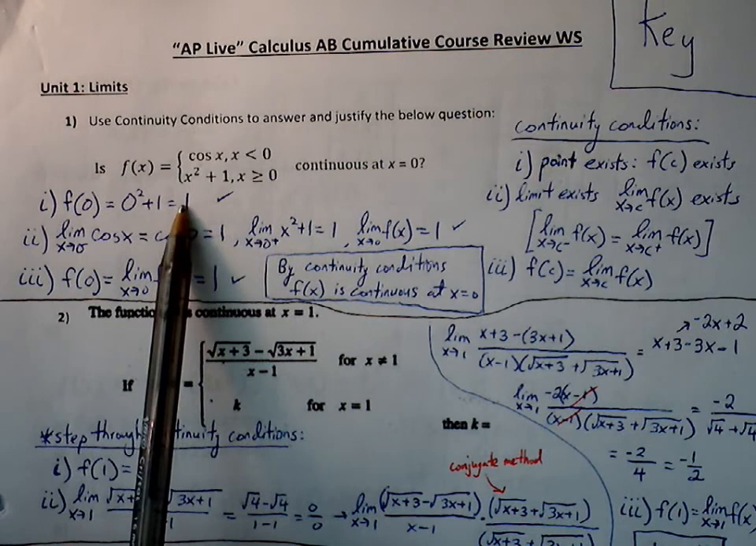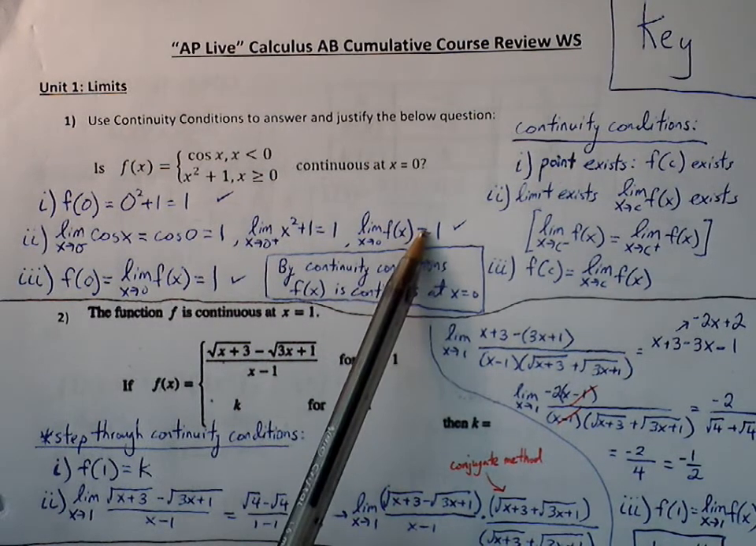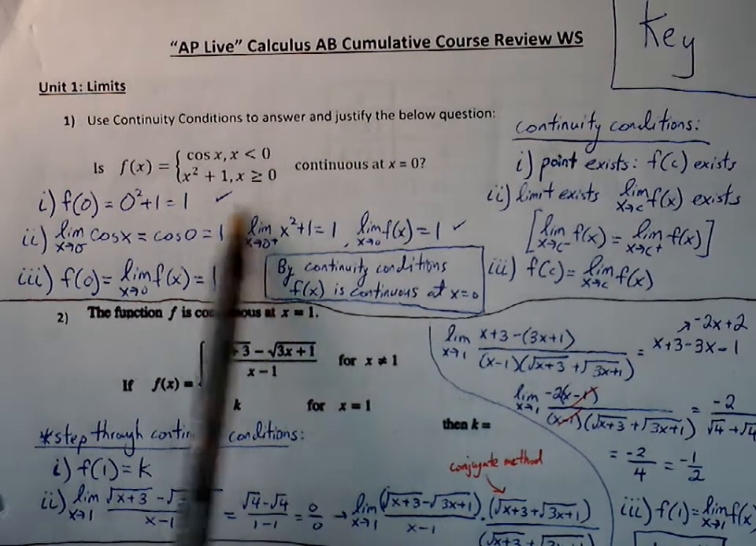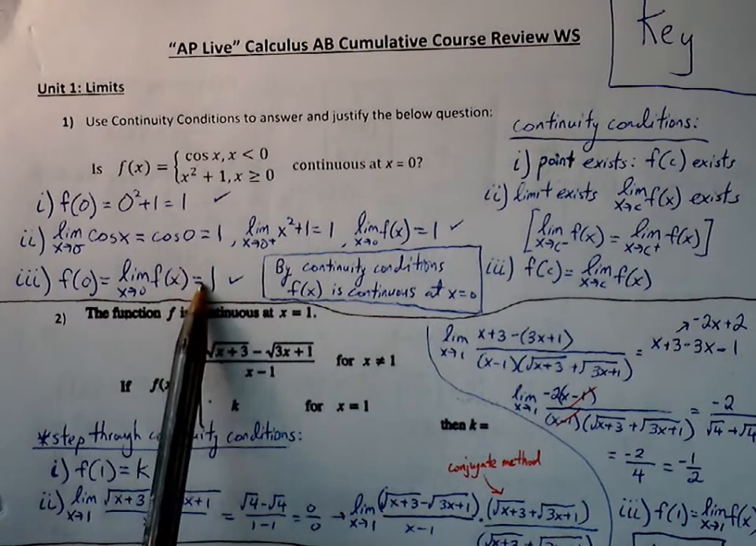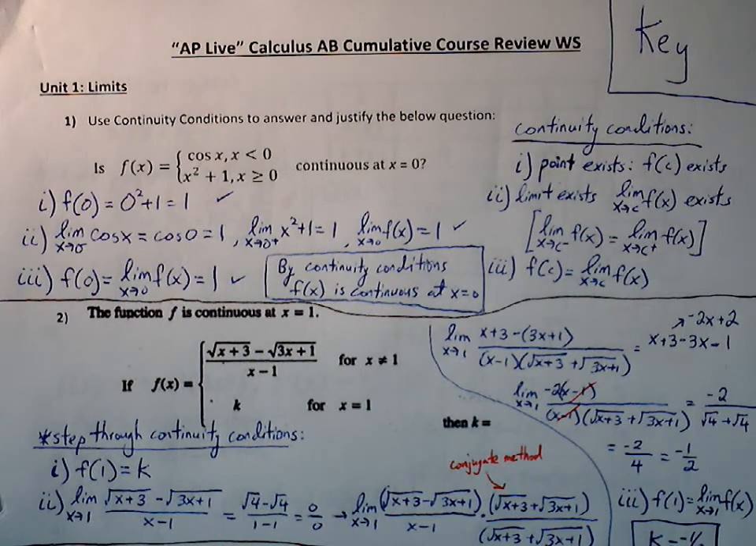Yes, the point is defined at y value of 1, and the limit, the graph, is approaching the same y value as where the point exists. So all three conditions pass. By continuity conditions, our function is continuous at x equals 0.